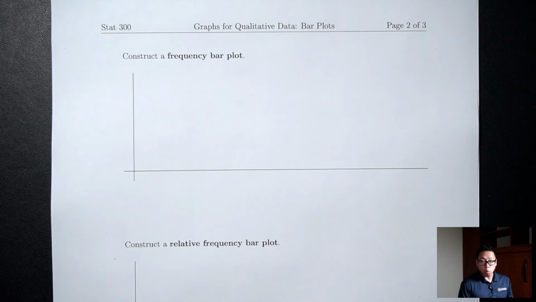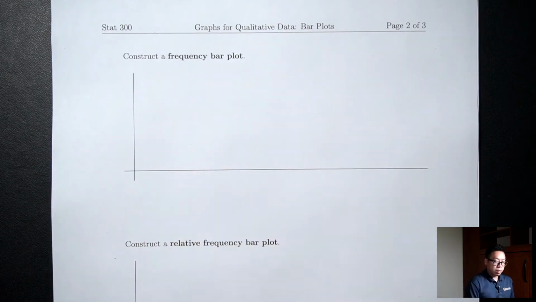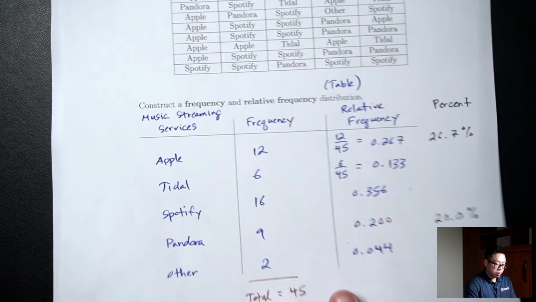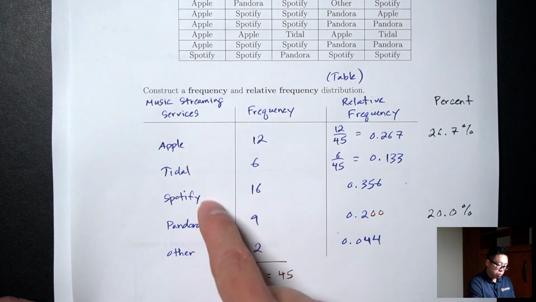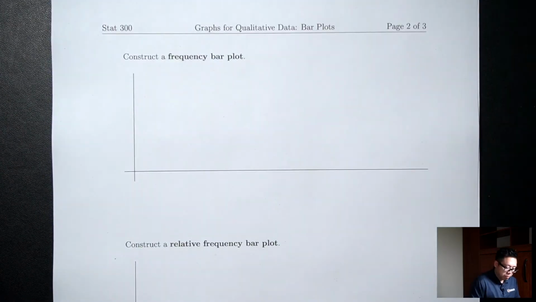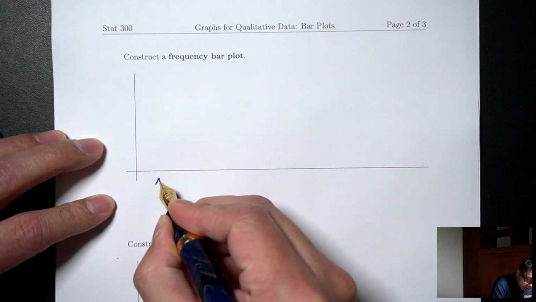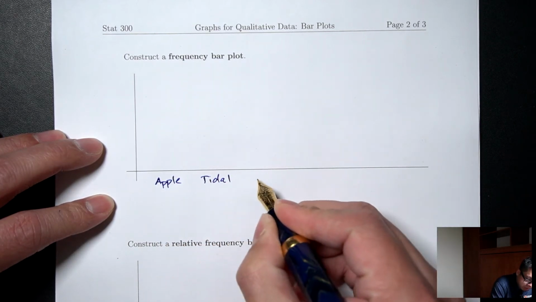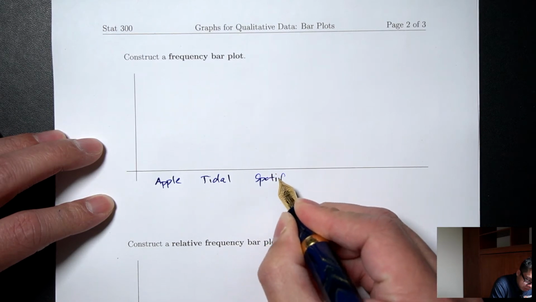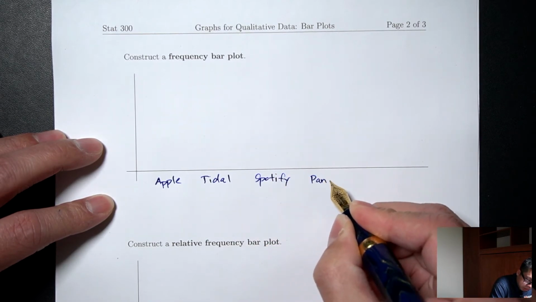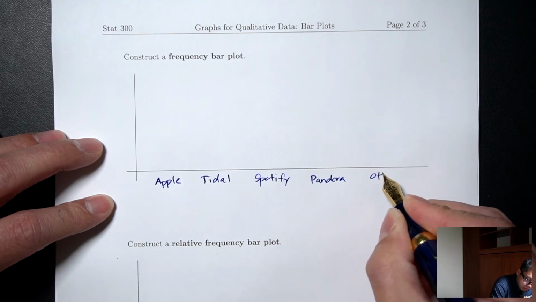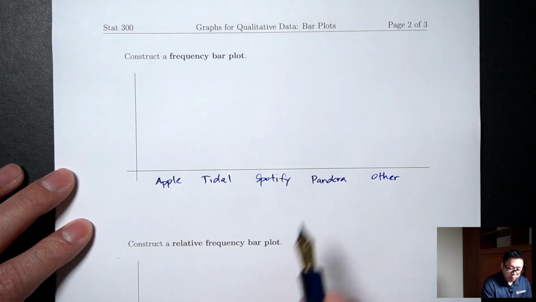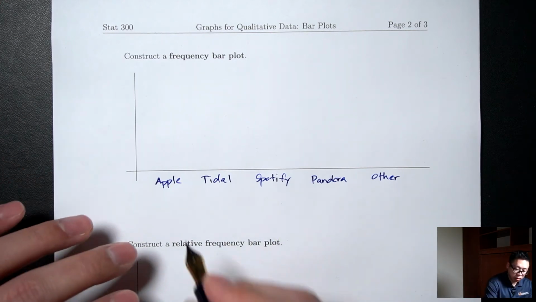The main type of graph for qualitative data is the bar plot. To make a bar plot, on the x-axis at the bottom here, I'm going to list out all the possible data values. So Apple, Tidal, Spotify, Pandora, other. And then I'm also going to title this. So Apple, Tidal, Spotify, what are these? These are all music streaming services.